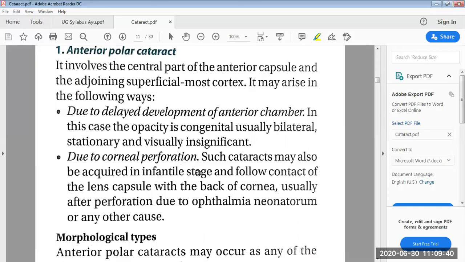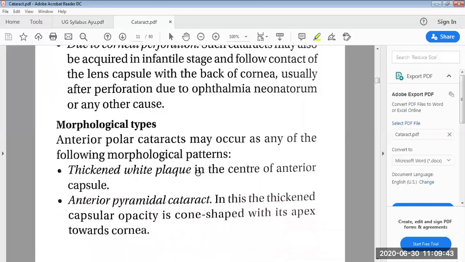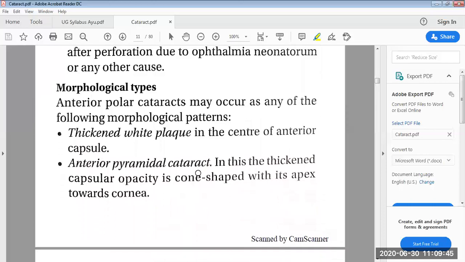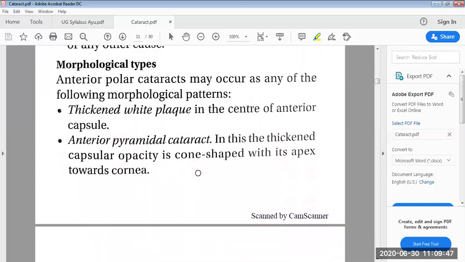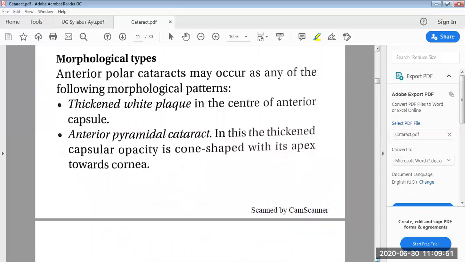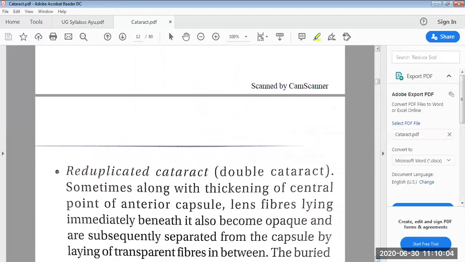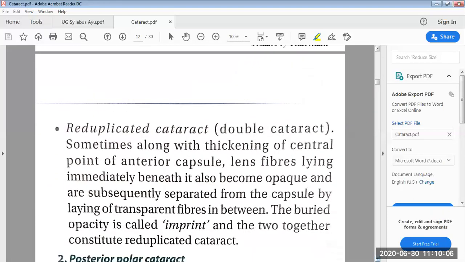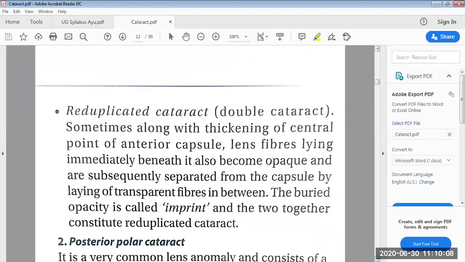Then the morphological types of the anterior polar cataract. Anterior polar cataract may occur as any of the following morphological patterns: thickened white plaque in the center of anterior capsule; anterior pyramidal cataract, in which the thickened capsular opacity is cone-shaped with its apex towards cornea. Then next is the reduplicated cataract or the double cataract.